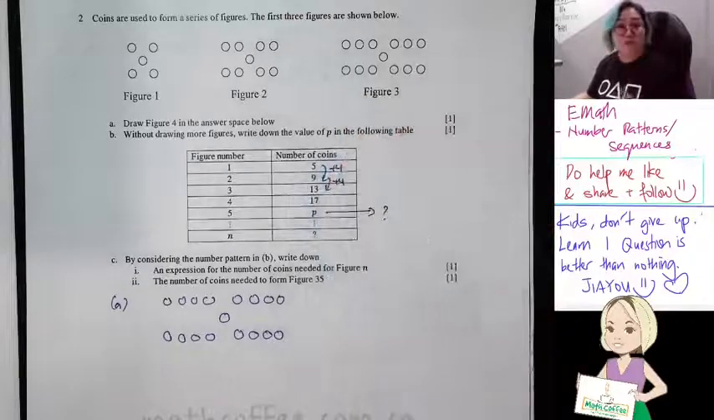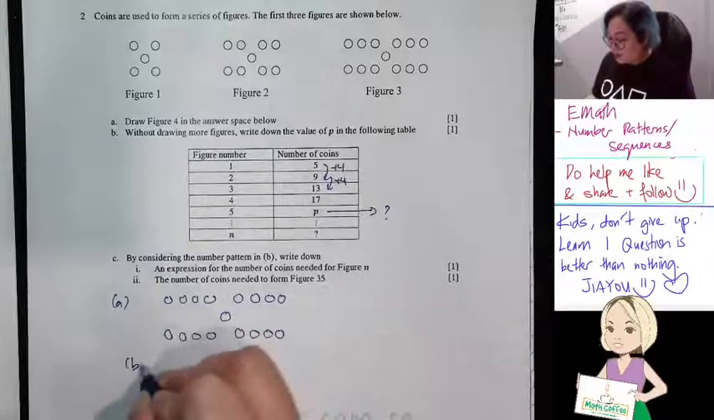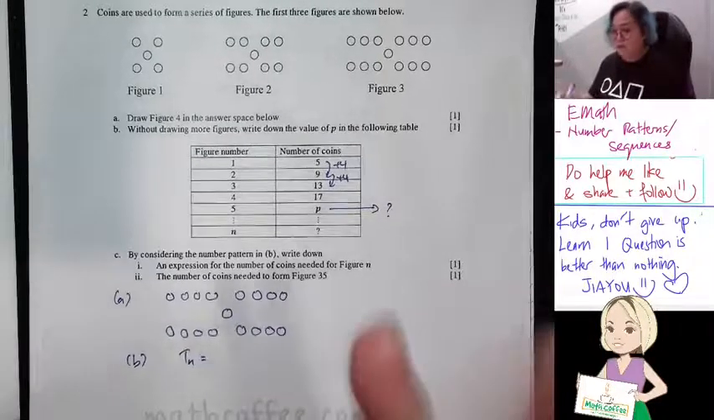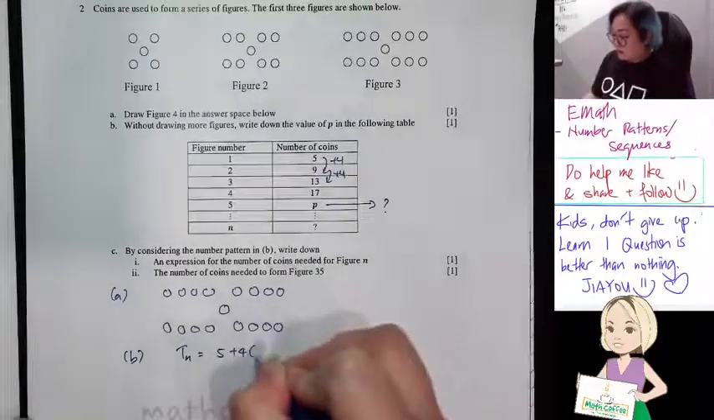When it's plus 4, that means again it's a straightforward formula. Straight away, I find my Tn. My first term is 5, so just put 5. And my pattern is plus 4, and the fixed n minus 1.